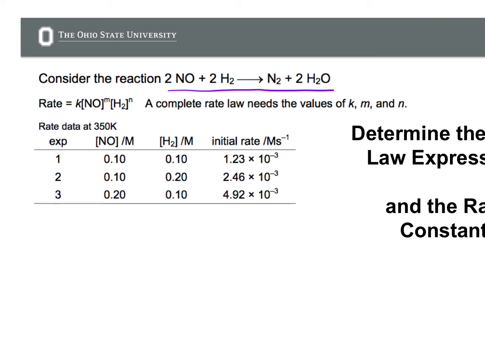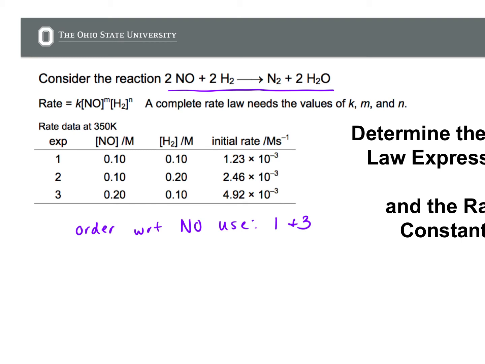First thing, which two experiments are you going to use to find the order with respect to NO? Which ones? Find the order with respect to NO. 1 and 3? Yeah, 1 and 3. Okay, so we're choosing those because the concentration is changing for NO, but it is constant for H2. Okay?